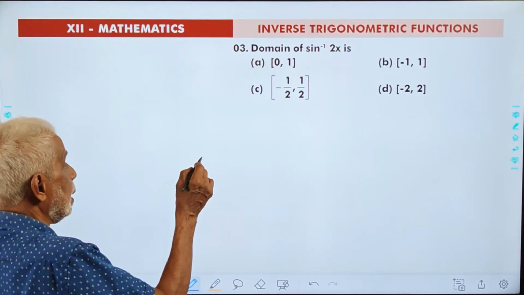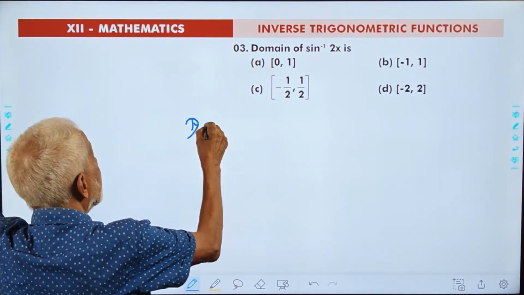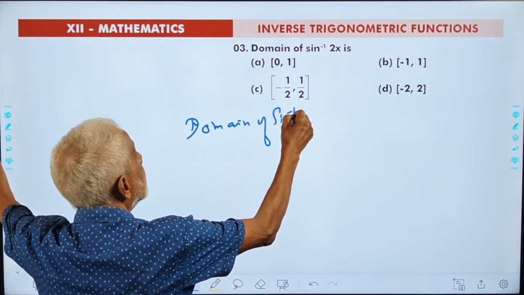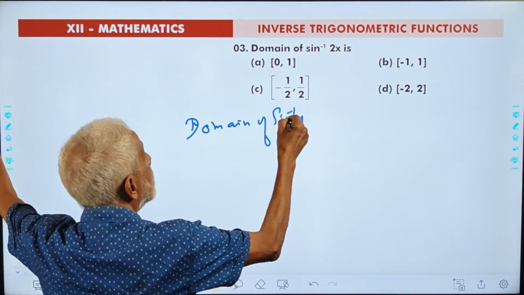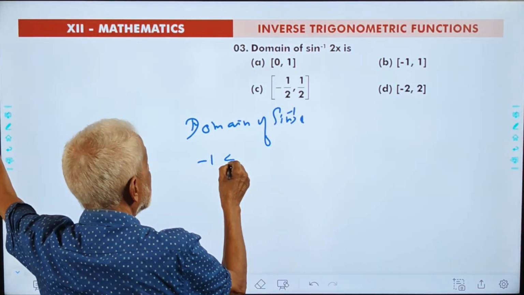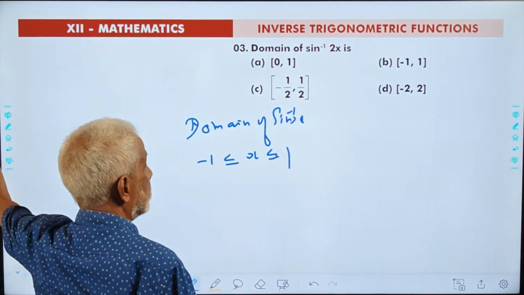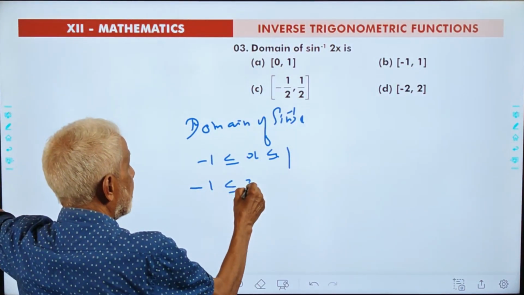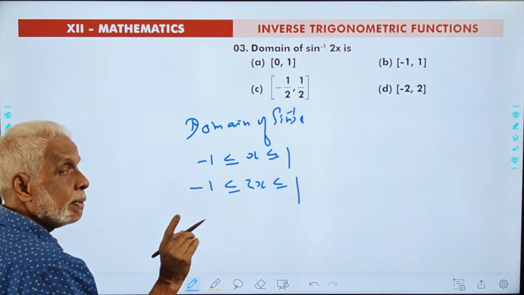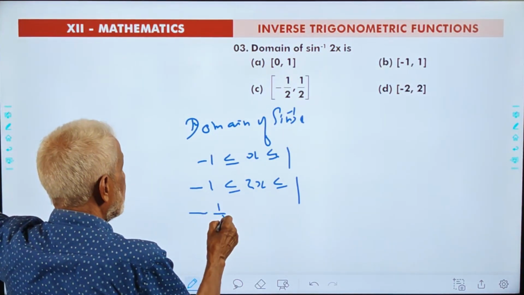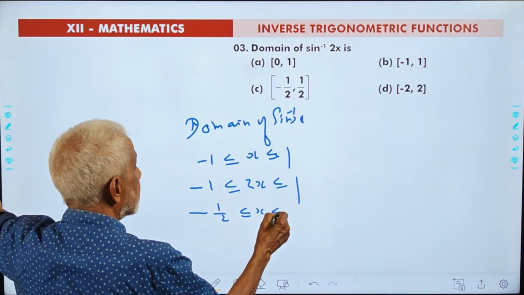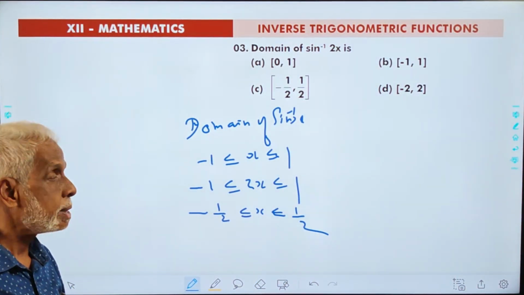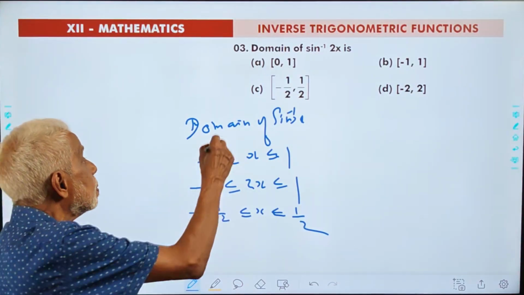Domain of sin inverse 2x. Domain of sin inverse x is -1 less than or equal to x less than or equal to 1. Then domain of sin inverse 2x is -1 less than or equal to 2x less than or equal to 1. Dividing by 2, we get -1 by 2 less than or equal to x less than or equal to 1 by 2. Hence, domain of sin inverse 2x is -1 by 2, 1 by 2.